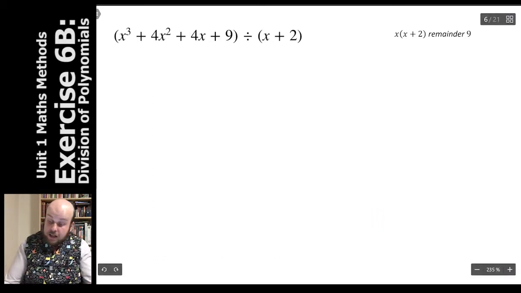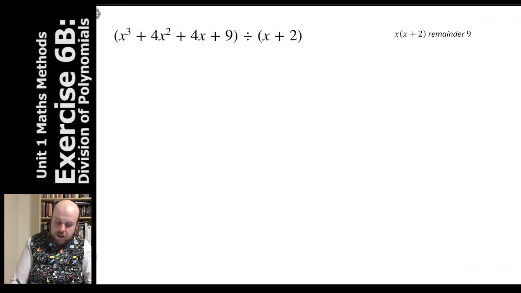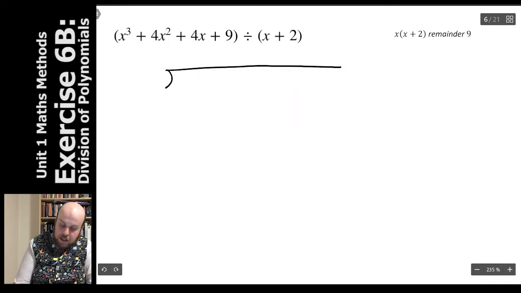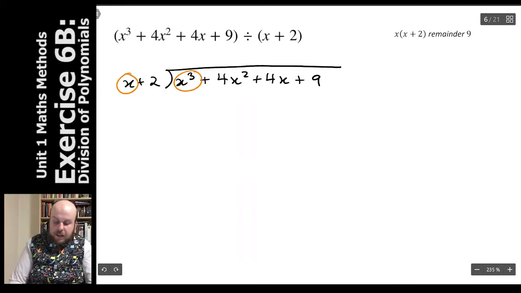So let's now have another go at doing this. x cubed plus 4x squared plus 4x plus 9 divided by x plus 2. Put this in here. And again, we're always looking at the x's. So x cubed divided by x is going to be x squared. We'll multiply this down. x squared times x is going to get us x cubed. x squared times positive 2 is positive 2x squared.